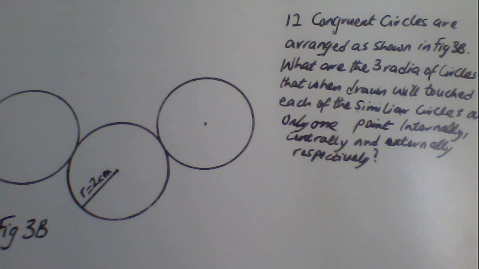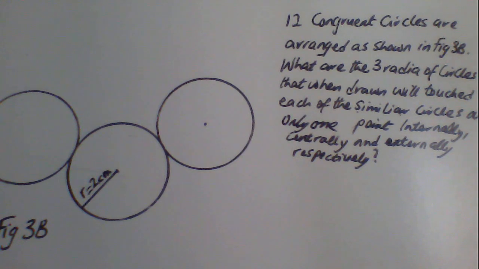Good day, students. As you can see, what we have today is circle geometry. 12 congruent circles are arranged as shown in figure 3b. What are the three radii of circles that, when drawn, will touch each of the similar circles at only one point, internally, centrally, and externally, respectively?